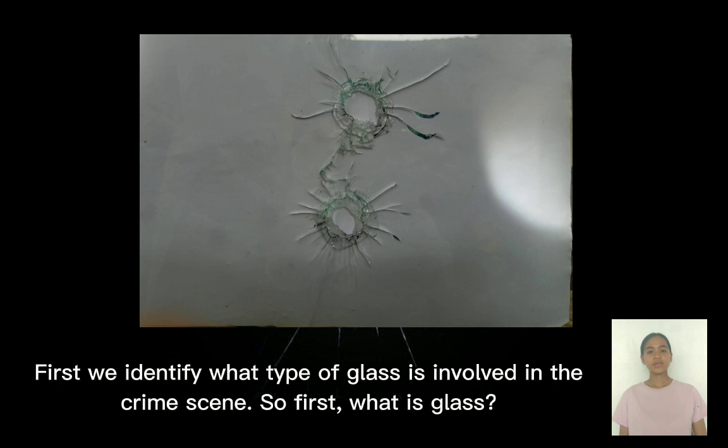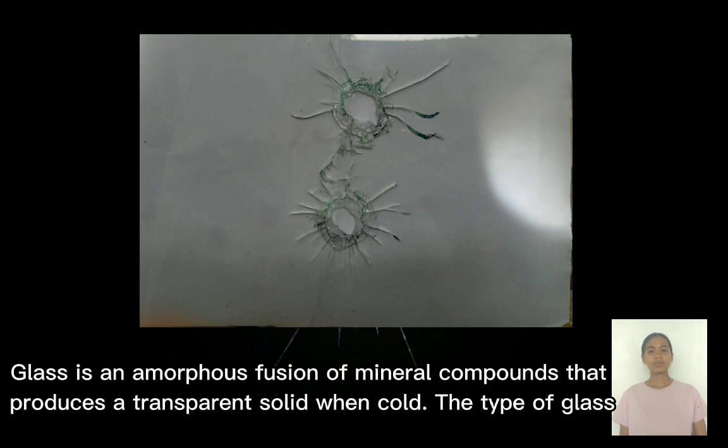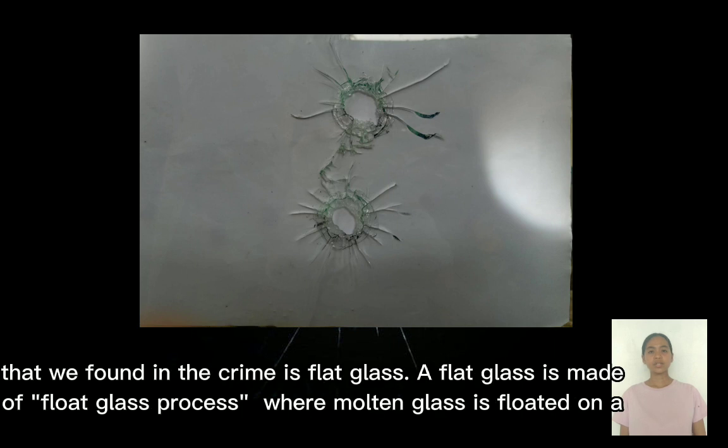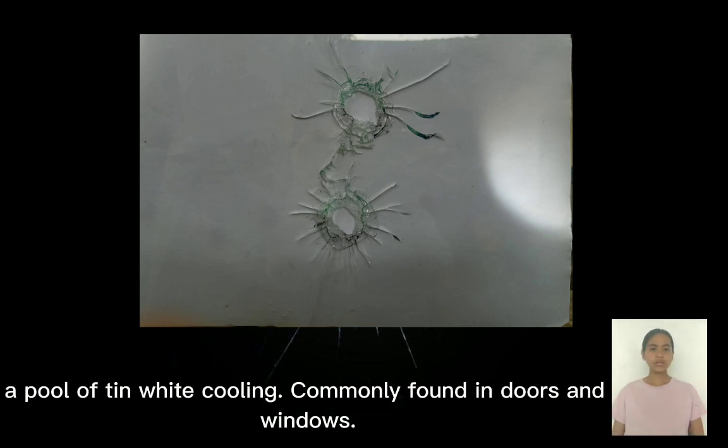First, we identify what type of glass is involved in the crime scene. So first, what is glass? Glass is an amorphous fusion of mineral compounds that produces a transparent solid when cold. The type of glass that we found in the crime is flat glass. Flat glass is made by the float glass process, where molten glass is floated on a pool of molten tin while cooling, and it is commonly found in doors and windows.